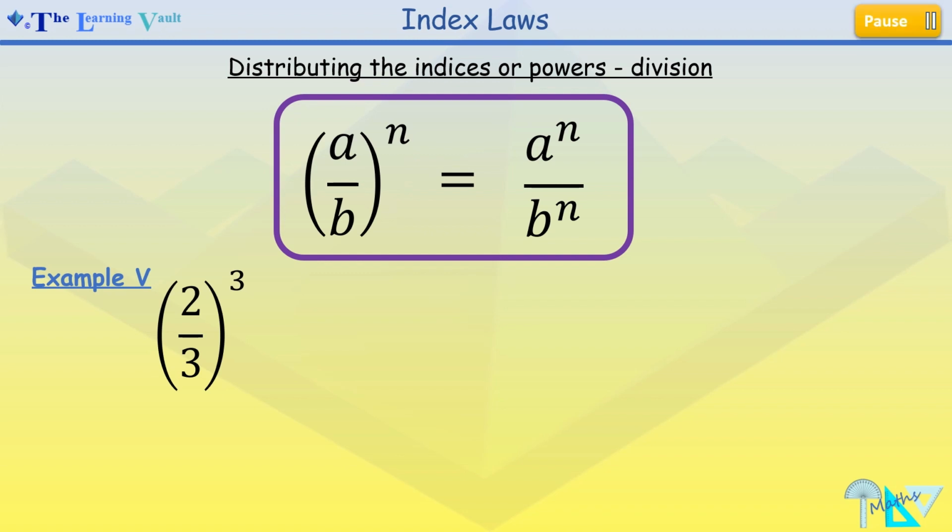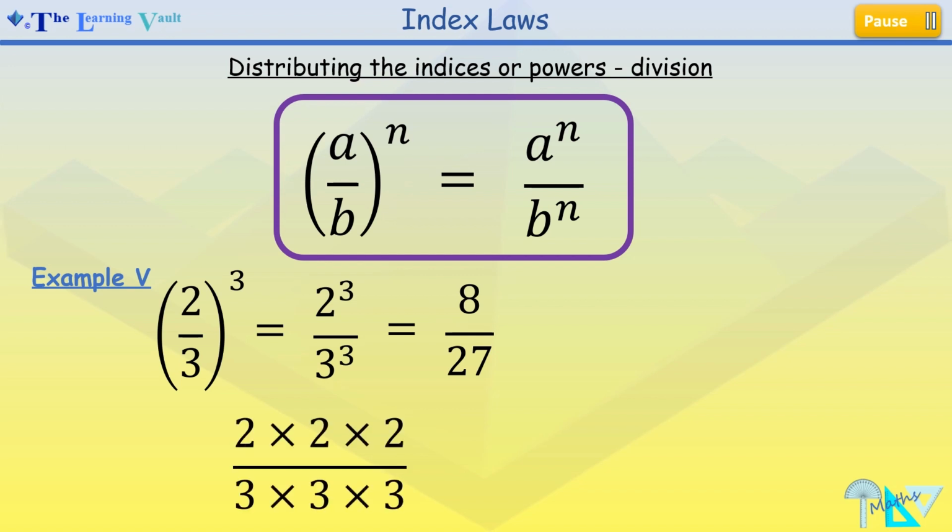Now we've got 2 over 3 all cubed. This is equal to 2 cubed over 3 cubed, which gives us 8 over 27. To explain further, 2 cubed is the same thing as saying 2 times 2 times 2, and 3 cubed is the same thing as saying 3 times 3 times 3. And this gives us our 8 over 27.